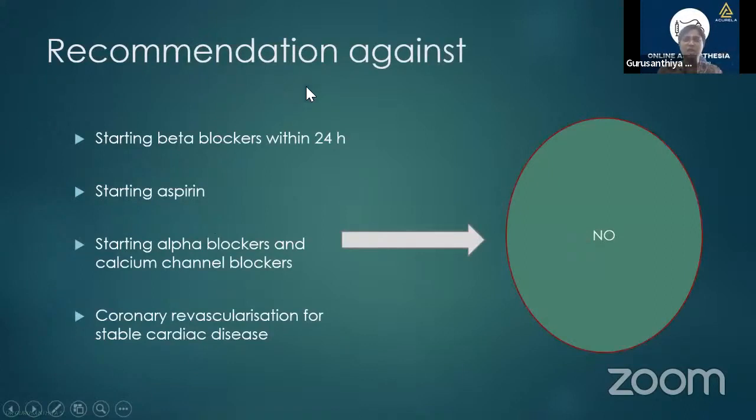The recommendation is very strongly against starting beta blockers within 24 hours of surgery, according to the POISE study. Any perioperative starting of aspirin, alpha blockers, or calcium channel blockers for the sake of only mitigating the perioperative risk of cardiovascular events is not at all recommended. And coronary revascularization for stable cardiac disease is not recommended.